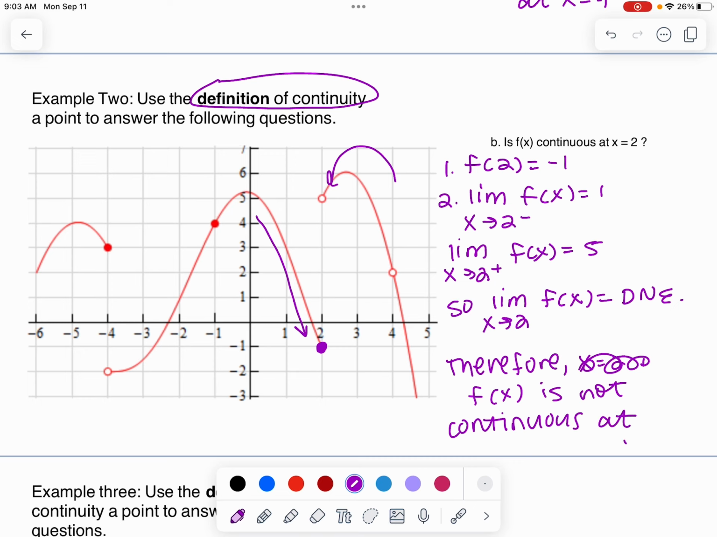at x equals 2. So the reason this is a jump discontinuity, the reason a function is not continuous at a jump on a deeper level, is because the limits don't equal each other. So that's the big thing to know: this is a jump discontinuity, and the reason it's not continuous is because the limit doesn't exist.